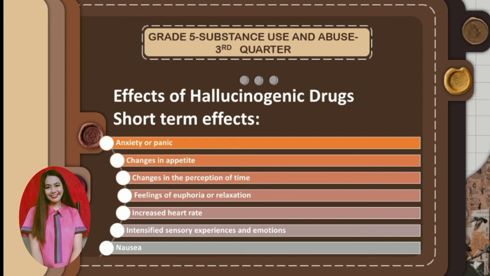typically begin within 20 to 90 minutes of taking the substances. These effects may be brief, lasting around 15 minutes in some cases. In other cases, these short-term effects may last as long as 12 hours. Common short-term effects include anxiety or panic, changes in appetite, changes in the perception of time, feelings of euphoria or relaxation, increased heart rate, intensified sensory experiences and emotions, nausea, paranoia, psychosis, and sleep disturbances.